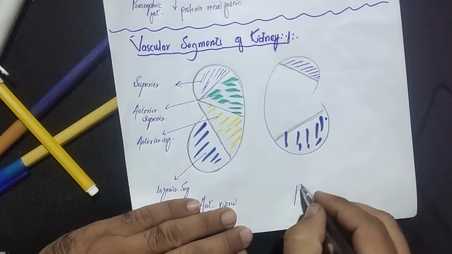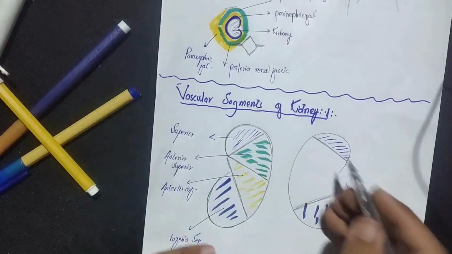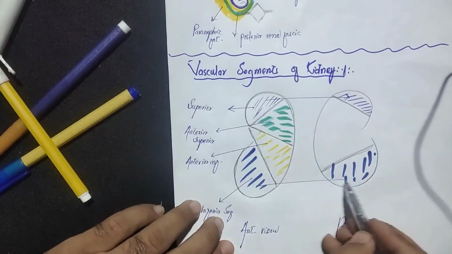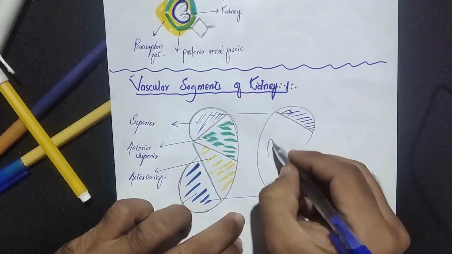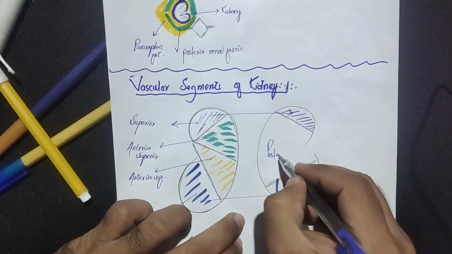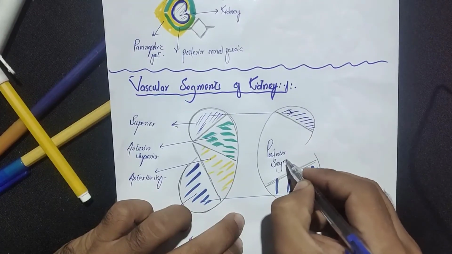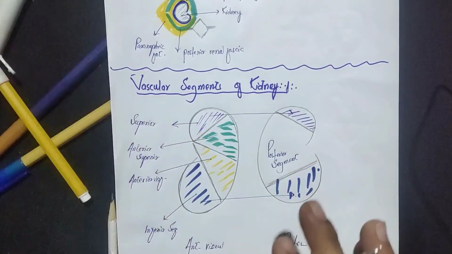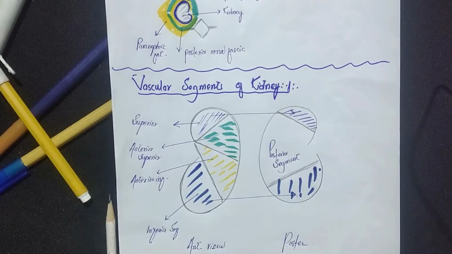And there is the posterior view. This is your posterior view. So posteriorly, this again is your superior segment, again this is your inferior segment, and only this segment remains. This is the posterior segment. Right, this division is according to the vascular supply, according to the entry of the renal artery into the kidney.